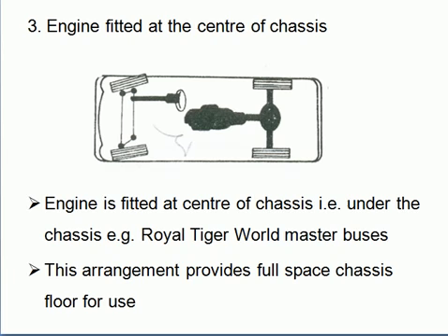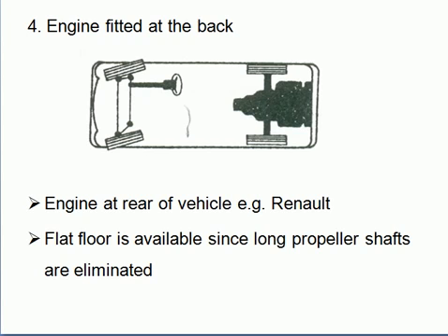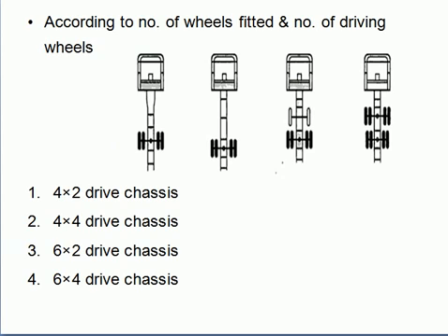And last type is engine fitted at the back. The main advantage of this is that a flat floor is available since long propeller shafts are eliminated. Example is Renault cars. Another type is according to number of wheels fitted and number of driving wheels.